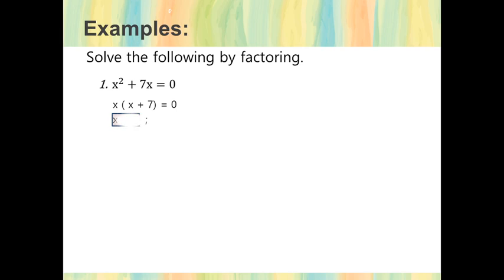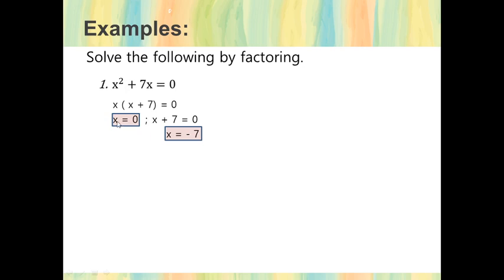Therefore, we have x is equal to 0 as the first root. x plus 7 is equal to 0. Therefore, we have x is equal to negative 7 as the second root. To determine whether the roots that we have solved are real solutions or not, we are now going to substitute the solved value of x to the original equation.